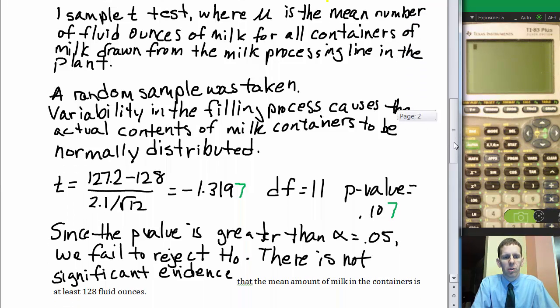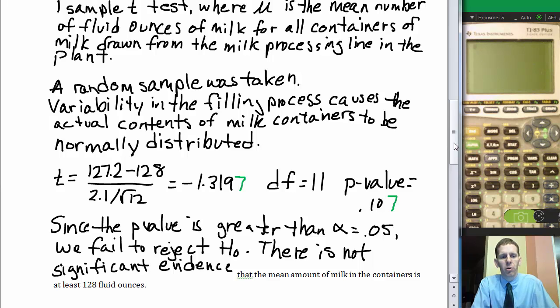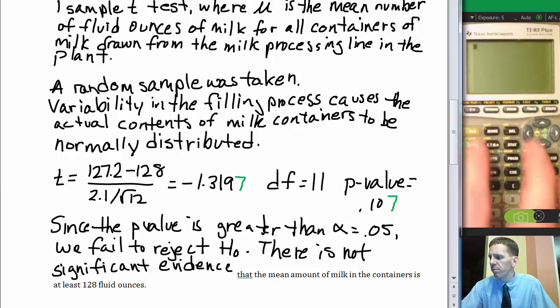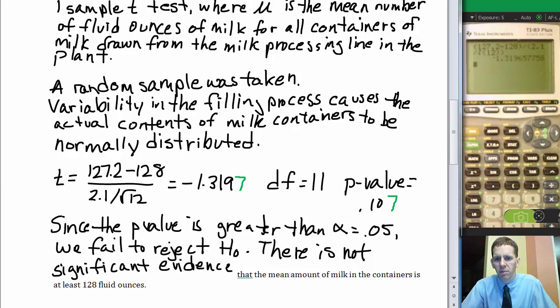To find t, we run through our formula. Sample mean 127.2 minus the population mean from the null hypothesis, 128, over 2.1, the standard deviation of the sample, over the square root of 12, your sample size. You can crunch that out on your calculator. If you do that, you should get negative 1.3197. Degrees of freedom is n minus 1, which would be 11, and the p-value is 0.107.